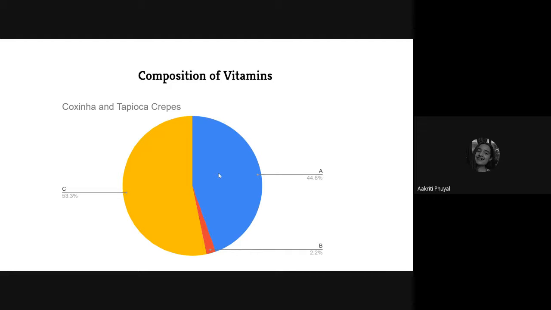In the same way, in the composition of vitamins, we can see that the maximum percentage is of vitamin C and the lowest percentage is of vitamin B.